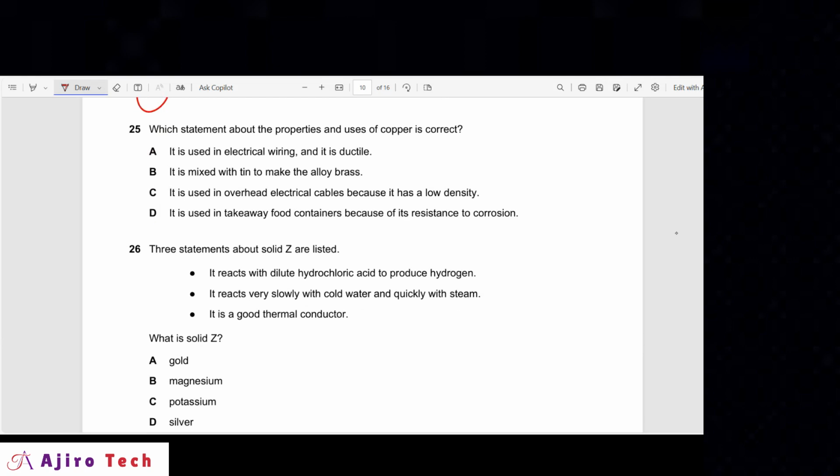Which statement about the properties and uses of copper is correct? Copper is used in electrical wiring and it is ductile. Because it's a metal, of course, it is ductile. It is mixed with tin to make the alloy brass. No, not with tin. Zinc should be correct in here. It is used in the wire because it has low density? No, it doesn't. It's used in takeaway food? No, aluminium fits into this one. So the answer here is straightforward. It's A.